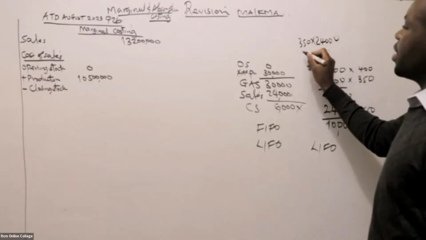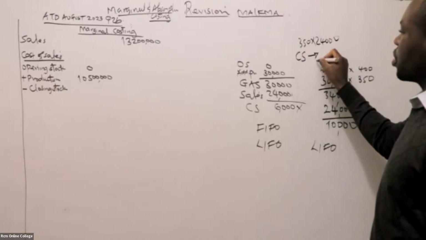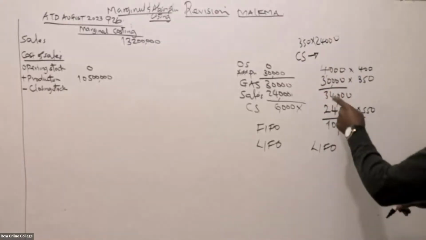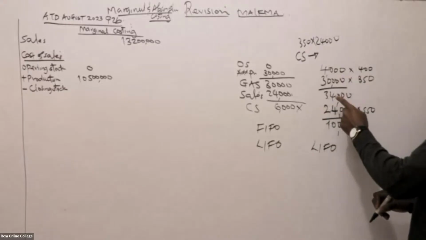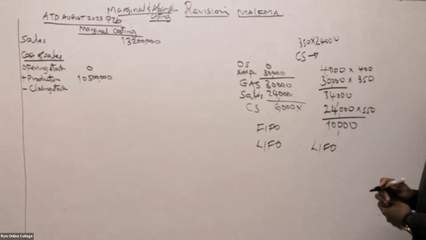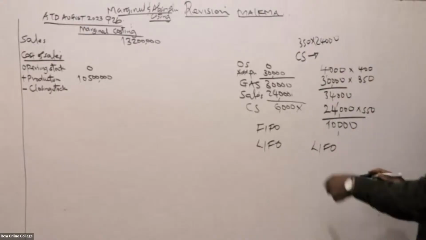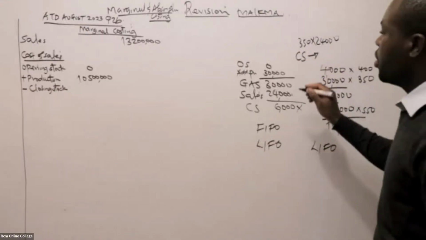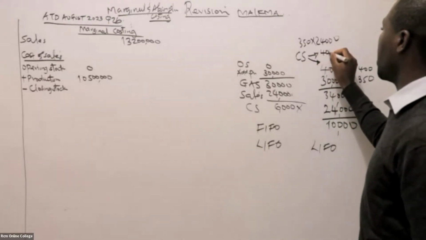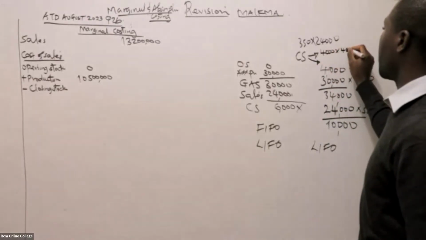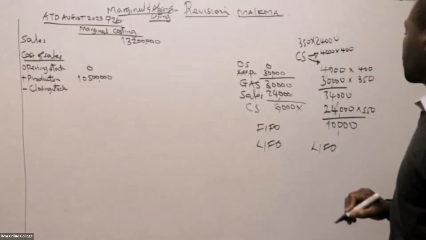Now, if you want to get the value of closing stock, remember the company produced 30,000, but they managed to sell 24,000 units. So our closing stock here, we have 2 of them. We have that one from the opening stock, which has not been sold, the 4,000, which was brought in at 400. Then the other closing stock, we have 10.